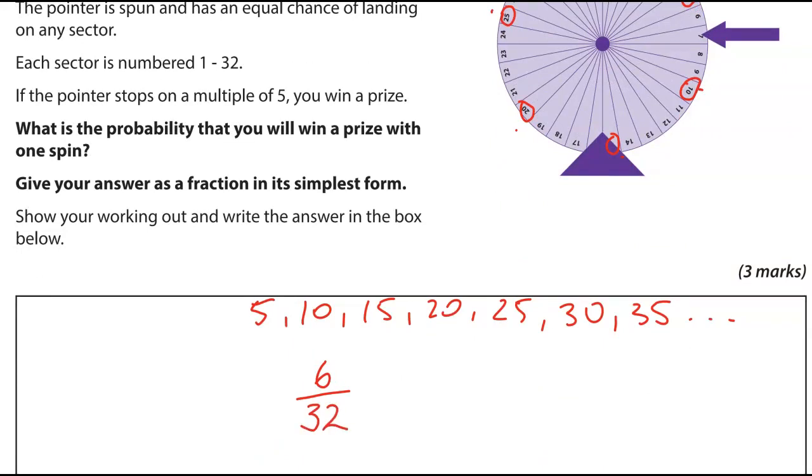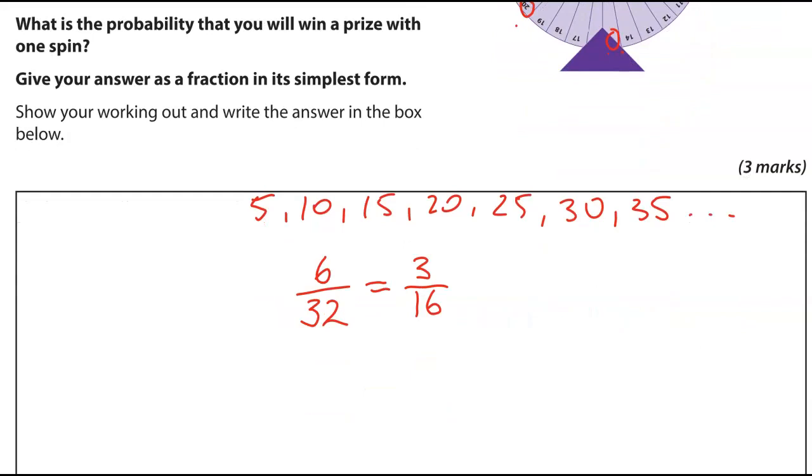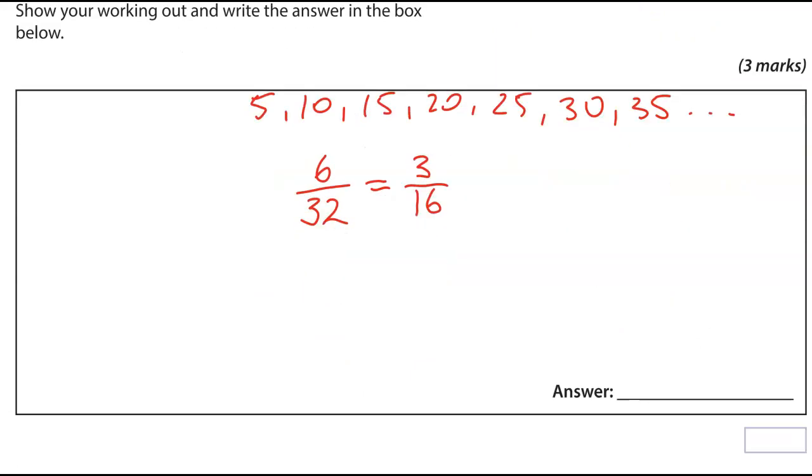We need to give the answer in its simplest form, so we can divide both numbers by 2. So 6 divided by 2 gives us 3. 32 divided by 2 gives us 16. Can we go any further? No, because we can't divide 16 by 3 and have no remainders. So 3/16 is the answer.